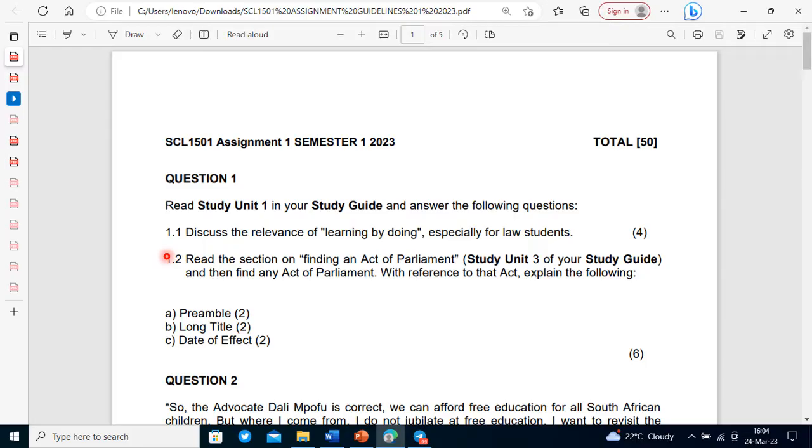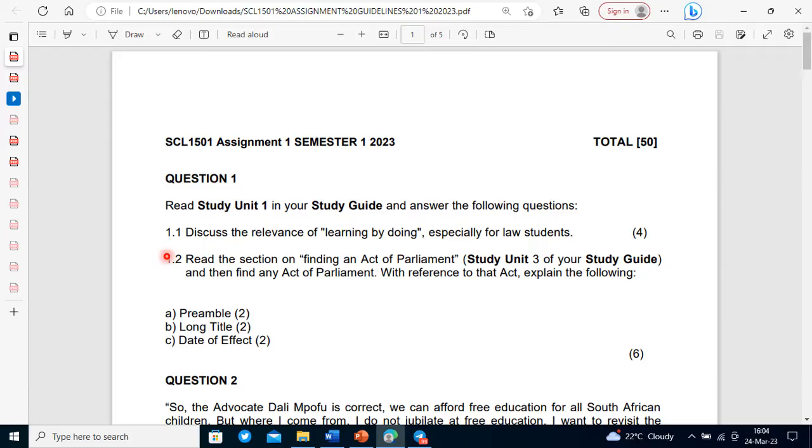And then 1.2, read the scenario. Read the section on finding an Act of Parliament. Then state the study unit 3 of your study guide, and then find any Act of Parliament with a reference to the Act. Explain the following: preamble, long title, and date of effect. So for this one, guys, you can Google any Parliament act. It can be about the Film and Production Act 11 of 2019. Any act, man, any act.